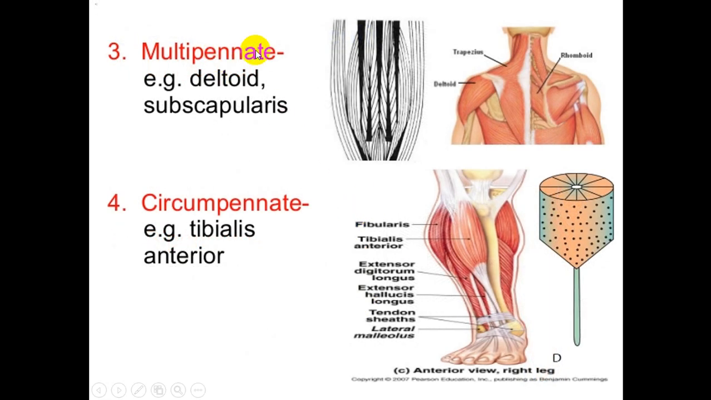Multipennate muscles include many pennate masses which are attached to a common attachment, and these muscles have a low range of movement but coupled with considerable power. So examples include deltoid and subscapularis in the upper limb. In circumpennate or radiate muscle, the fibers are coming from all directions onto the centrally lying tendon. The example includes tibialis anterior muscle of the lower limb.